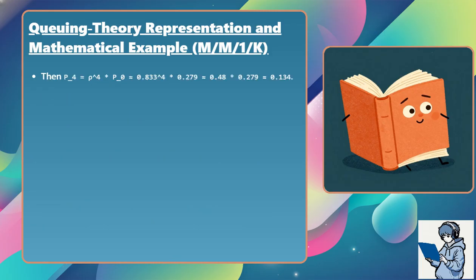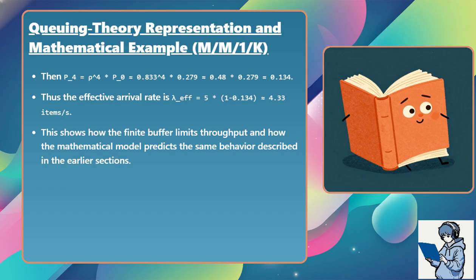Then P_4 equals rho to the power of 4 times P_0, approximately 0.833 to the power of 4 times 0.279, approximately 0.48 times 0.279, approximately 0.134. Thus, the effective arrival rate is lambda effective equals 5 times (1 minus 0.134), approximately 4.33 items per second. This shows how the finite buffer limits throughput, and how the mathematical model predicts the same behavior described in the earlier sections.